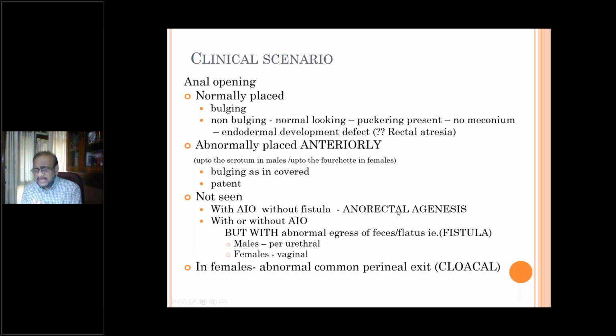So what is the clinical scenario? The clinical scenario is a child has come to you. The parents are very much worried that he's not passed feces. So you look for the anal opening. First thing you do. So you find a normally placed anal opening.